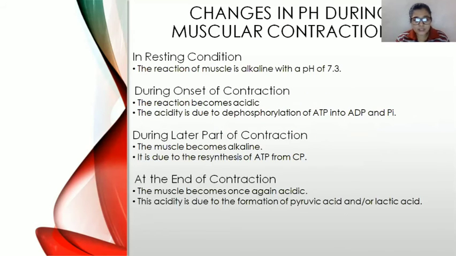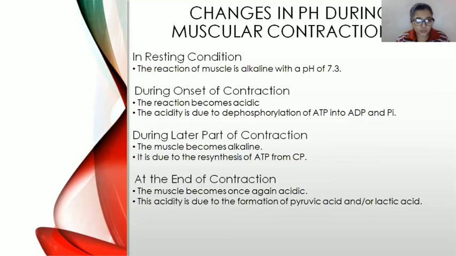Now we're going to see changes in the pH during muscle contraction. When the muscle is at resting state, it is alkaline, with a pH of 7.3. Then during the onset of contraction, when the contraction is starting, the muscle becomes acidic, and that acidity is due to dephosphorylation of ATP.